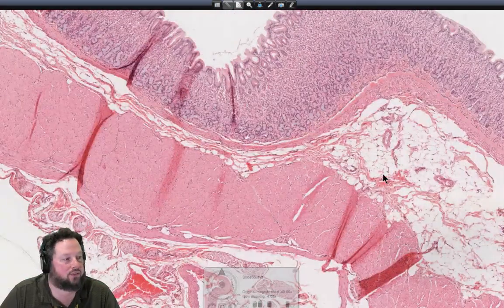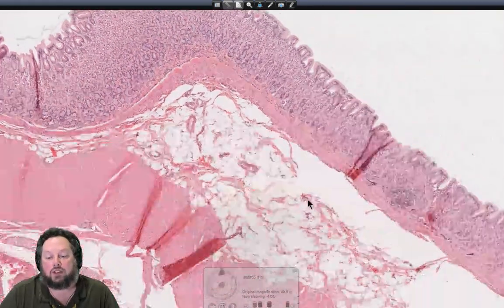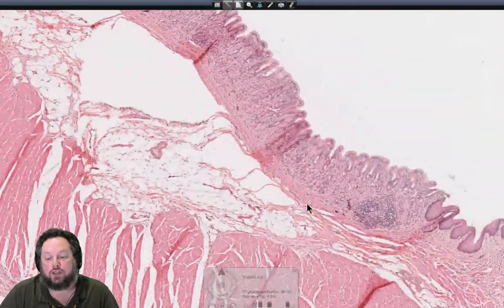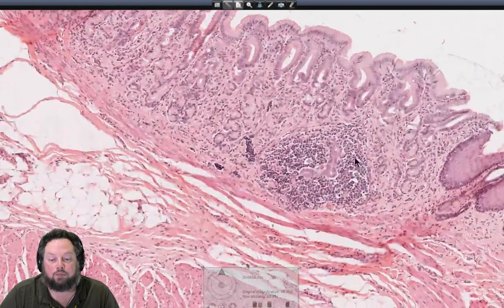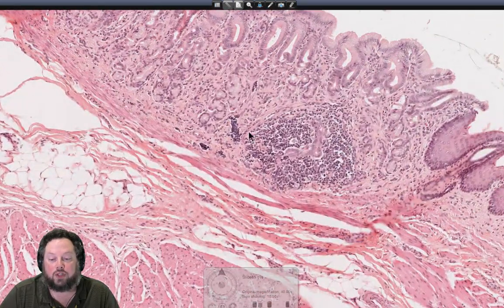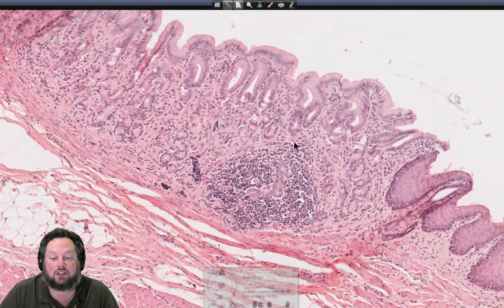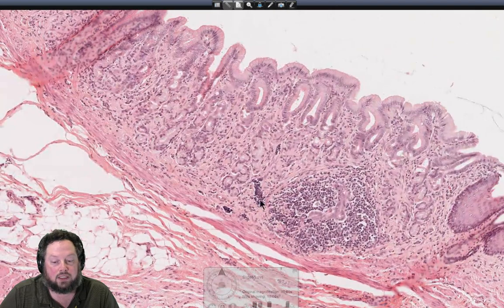So does anyone have any questions about the cardio-oesophageal junction before we move on? What you might see here is a little bit of mucosa-associated lymphoid tissue, so a little bit of lymphocyte aggregation here, sampling the material that's coming through. You can see this little accumulation of lymphocytes here.